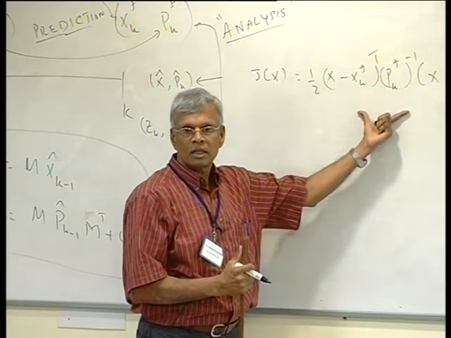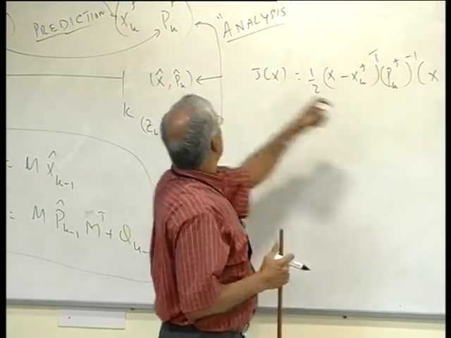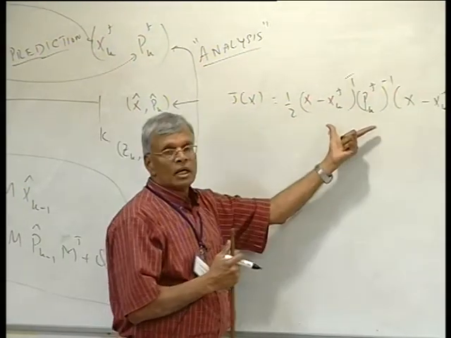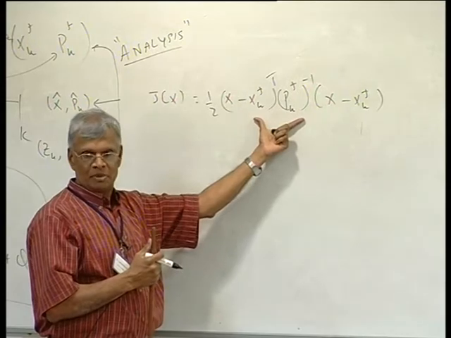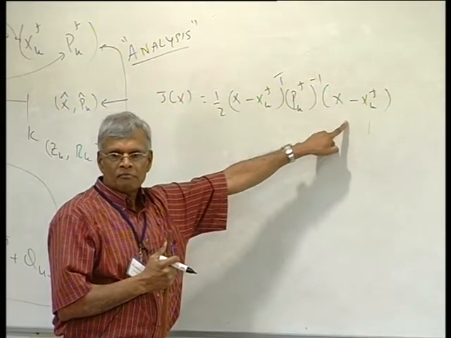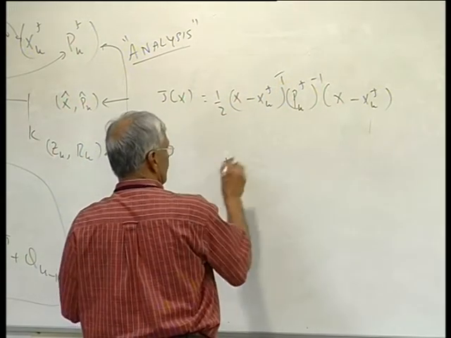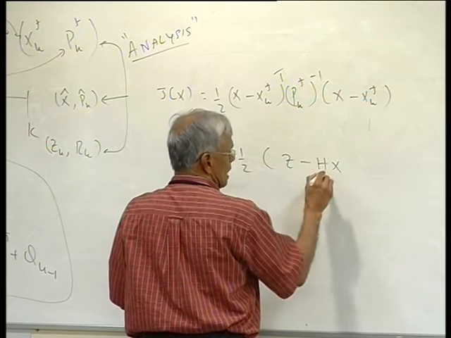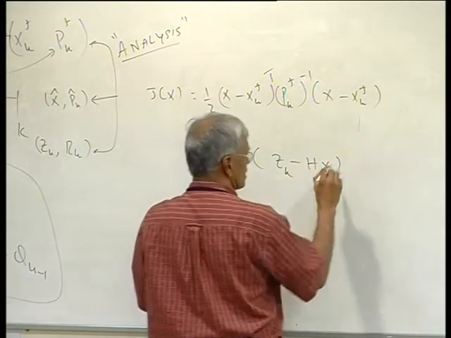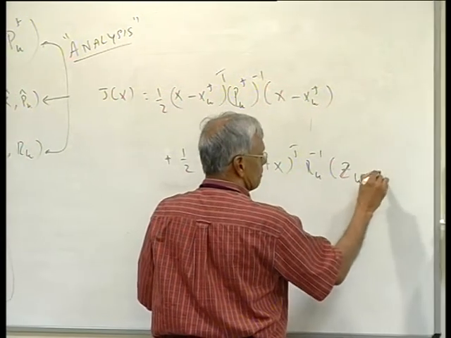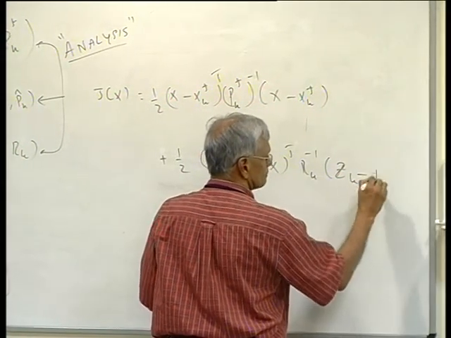How many of you are with me? xk^f, Pk^f are the background information and its covariance. I'm going to concoct the background error term. I would like my x to be close to the background, not too far from the background. But I also have another information, 1/2 of (zk minus Hk x) transpose Rk inverse (zk minus Hk x).